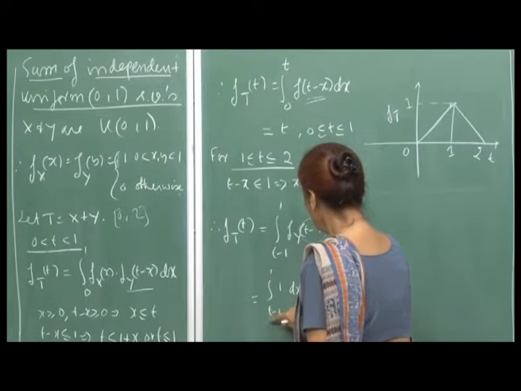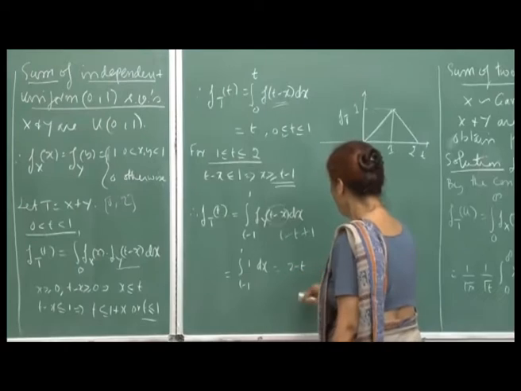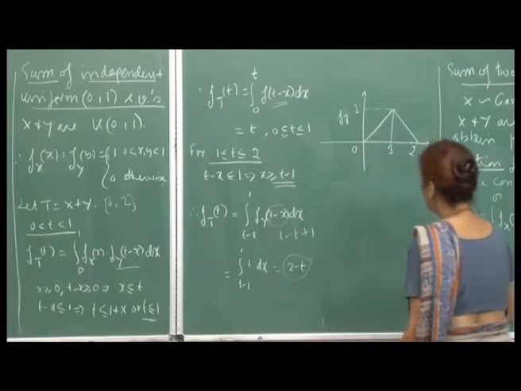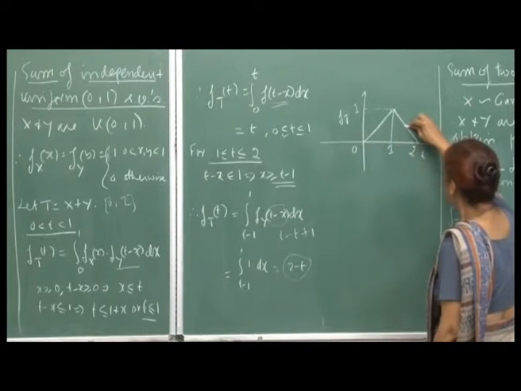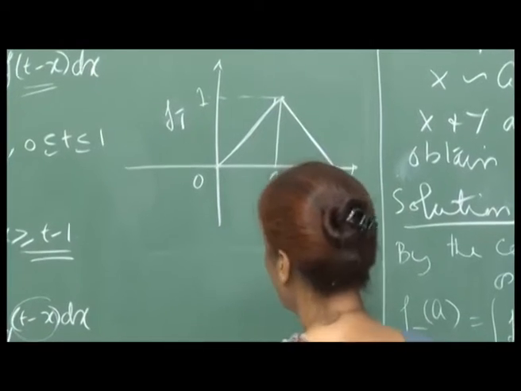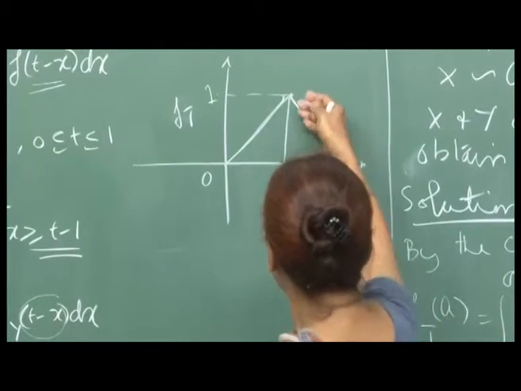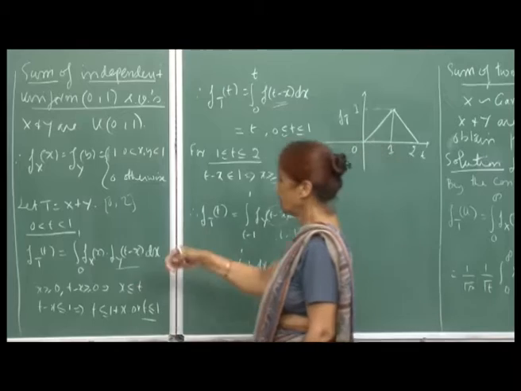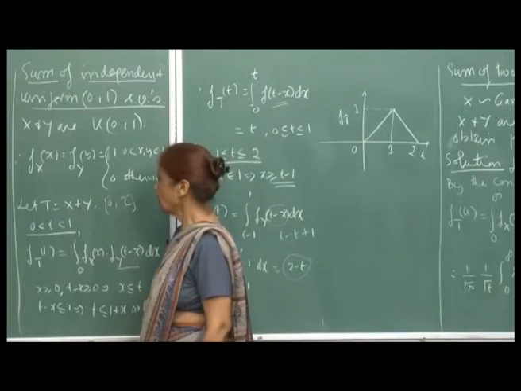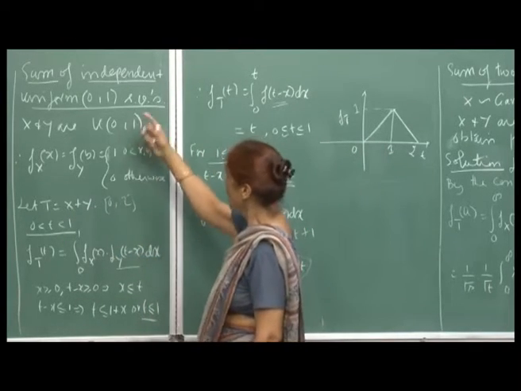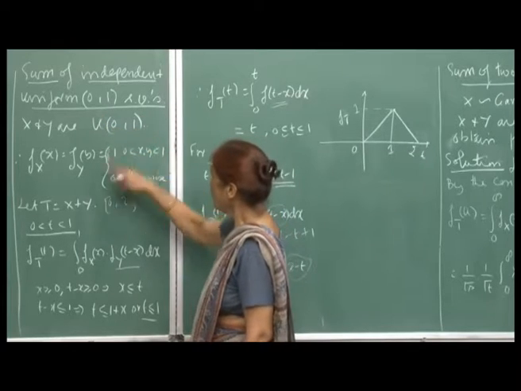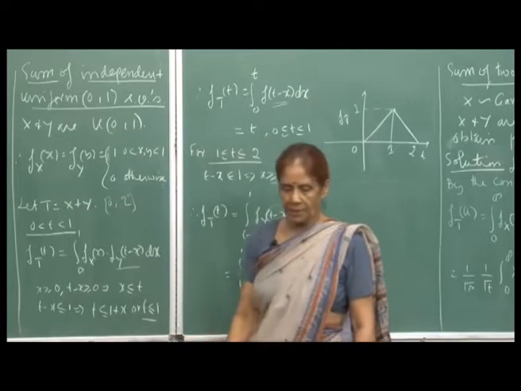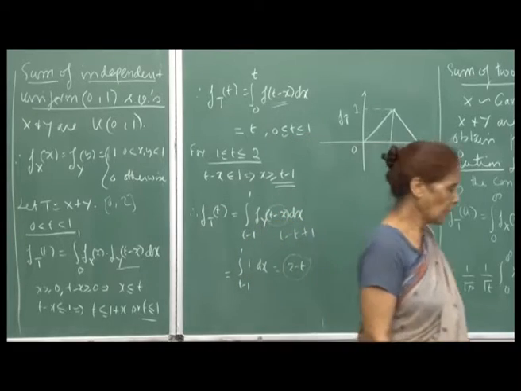So the integral from t minus 1 to 1 of dx comes out to be 2 minus t, and the graph will be represented by this straight line. Therefore, for the sum of two independent uniform random variables defined on 0 to 1, the PDF is a triangular distribution.